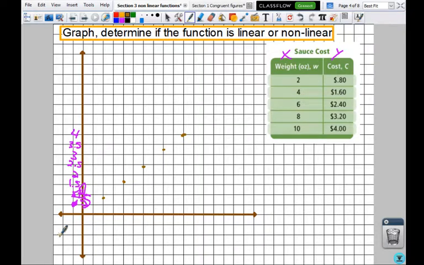Alright, so let's look at these. Does this look pretty linear? Yeah. So it's maybe a little off, but that's mostly because I'm not super good at estimating. So I'm going to make my line here, put my arrows on it. I'm going to call it good. I'm also going to say linear because it's linear.